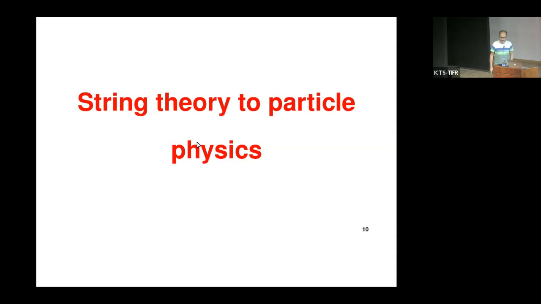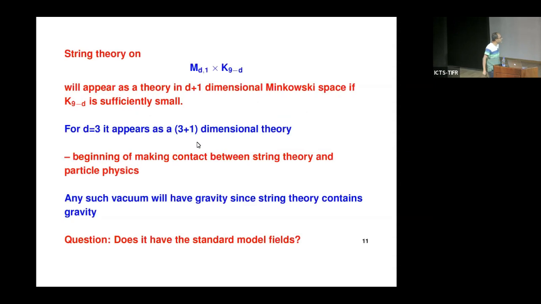So now we turn to the main topic of this talk, namely string theory to particle physics. How do we try to make connection between string theory and particle physics, in particular the standard model? So let's focus on string theory on this product space, a d+1 dimensional Minkowski space and a 9-d dimensional compact space. And this will appear as a d+1 dimensional theory if this compact space is sufficiently small, because you simply then cannot probe this compact space with a finite amount of energy.